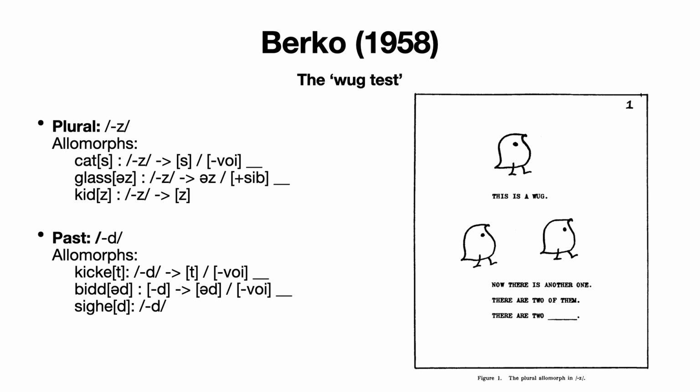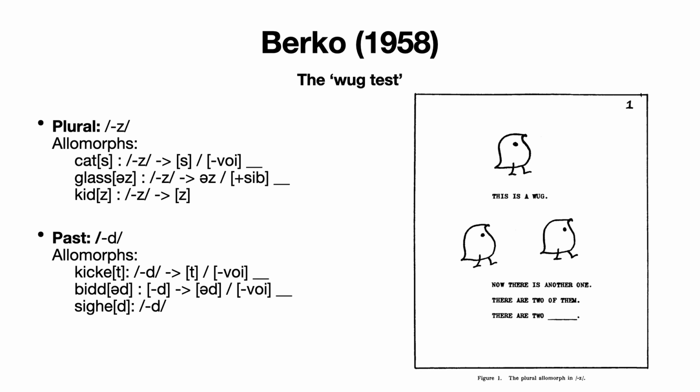So the WUG test is a test that examines whether and how children can create novel morphological forms. And the WUG test actually had a couple of points to it. There were a few questions that they were interested in asking. The first question was, do children know how to generate new morphological forms, new plurals, new past tenses? Second of all, when they produce those forms, do they choose the right phonological form?